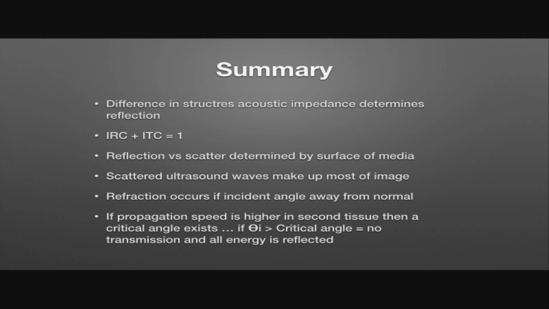So in summary, structures in the body are going to have an acoustic impedance determined by their density and propagation speed. Having a difference in the structures' acoustic impedance is what's going to determine the amount of ultrasound energy that will be reflected back. The amount of energy that is reflected back added to the amount of energy that is transmitted forward must equal 1, or 100%. So of 100% of the incident energy, some of it will be reflected and some of it will be transmitted.